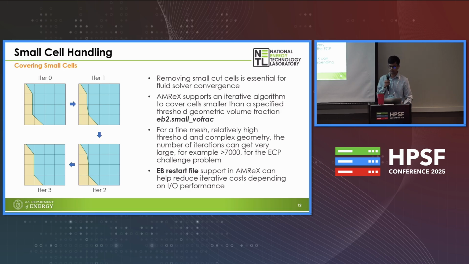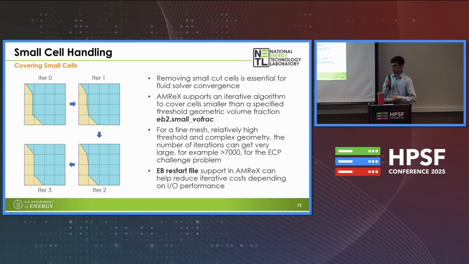First, we want to cover the really small cells. And the covering of small cells is actually an iterative procedure. As you can see, we start off by covering the bottom left one because it falls below a threshold, but that makes the cell above it also fall below the threshold. The same thing happens to the cell above that cell in iteration 2. And finally, after the end of iteration 3, we no longer have cells which fall below the volume fraction threshold. AMReX provides support for this iterative process by setting EB2.small_volfrac.